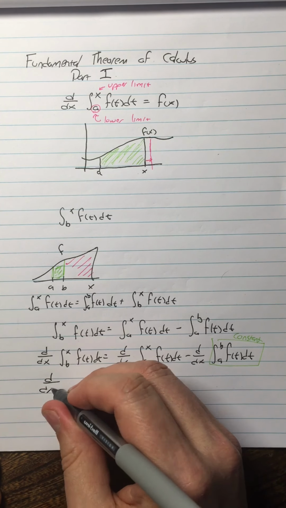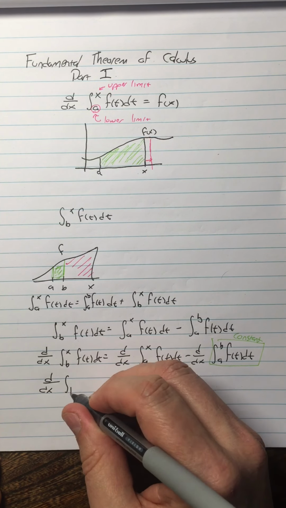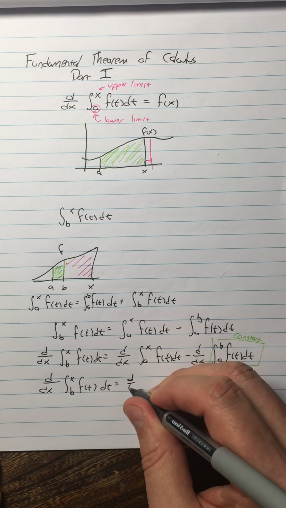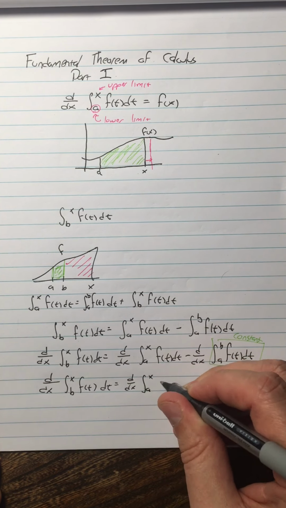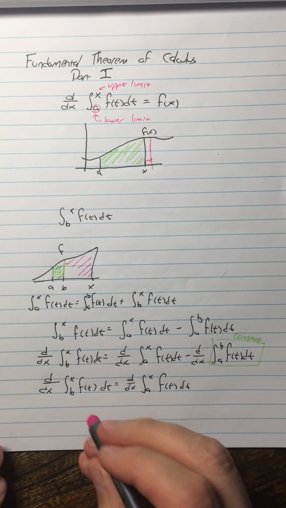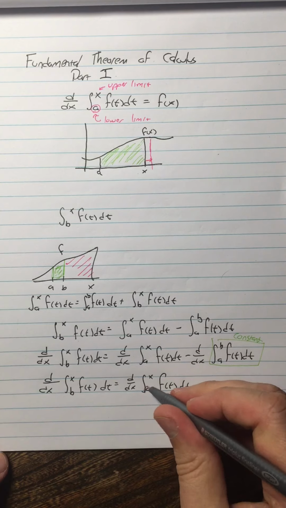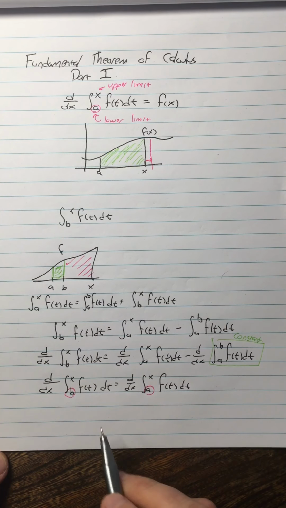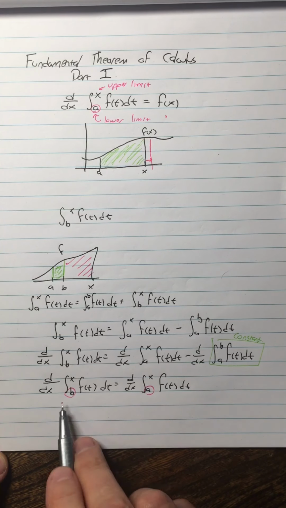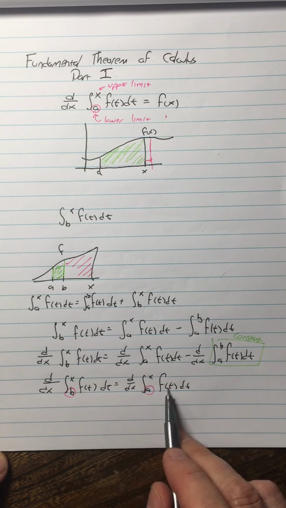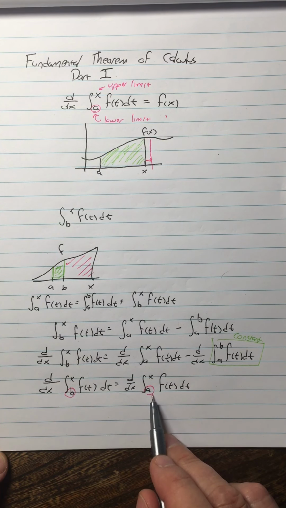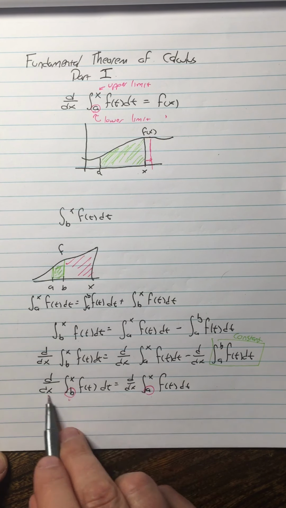Therefore, the derivative of the integral from b to x of f of t dt is equal to the derivative of the integral from a to x of f of t dt, all of which is to say that it doesn't matter what the bottom limit is. I'm going to get the same derivative. I'm going to get f of x regardless of what that lower limit is, because I just put two random numbers a and b, and I just said for any two real numbers a and b, these two derivatives are equal.